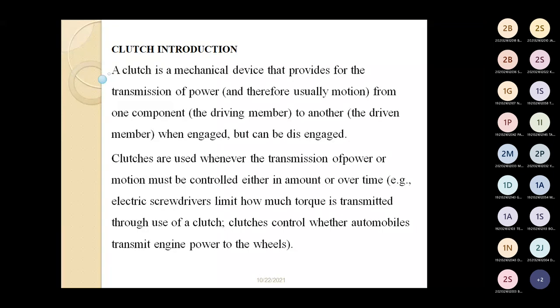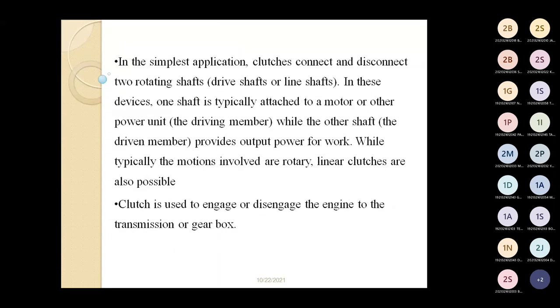Like we can consider electric screwdrivers, which limit how much torque is transmitted through the use of a clutch. Clutches control whether automobiles transmit engine power to the wheels or not. In a very simple way, we can say that clutches connect and disconnect two rotating shafts. Two rotating shafts can be connected or disconnected with this clutch.